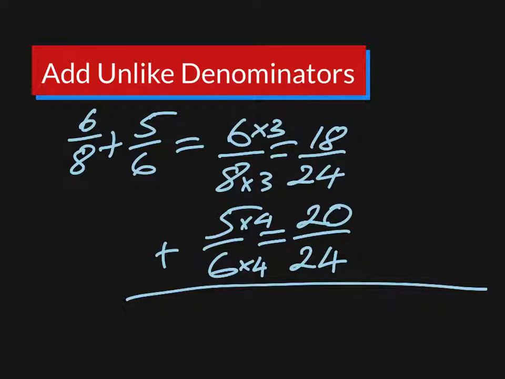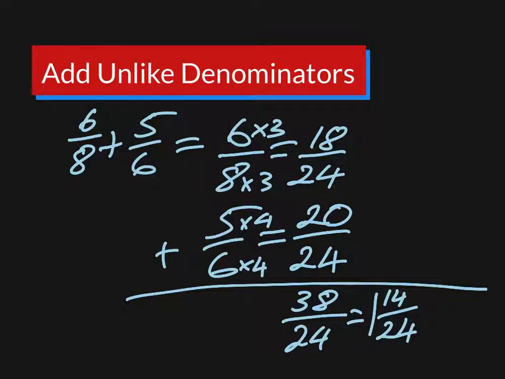Now we have fractions that have the same denominator, so we can add. And the denominator is going to stay the same. It's 24. And 18 plus 20 is 38. Now this is an improper fraction, and it'll reduce, so we have to simplify. So let's start by dividing 24 into 38, and it goes in once. And there's 14 left over, so it's 1 and 14/24.